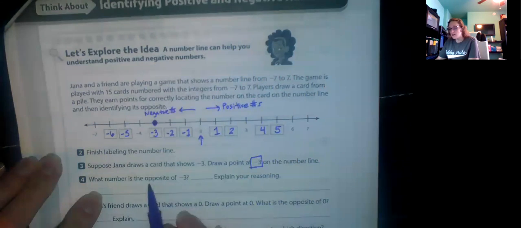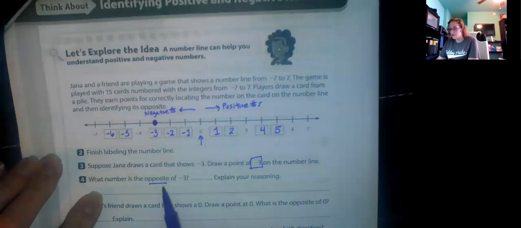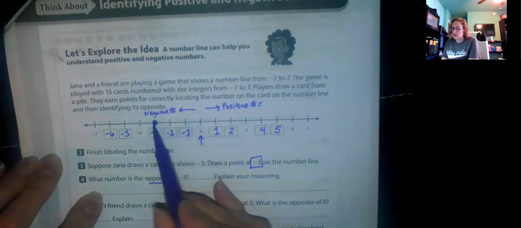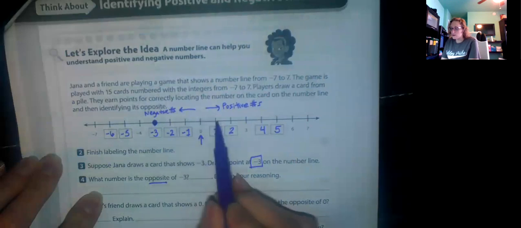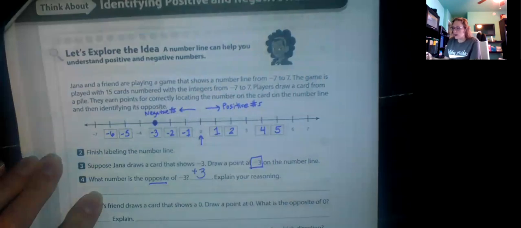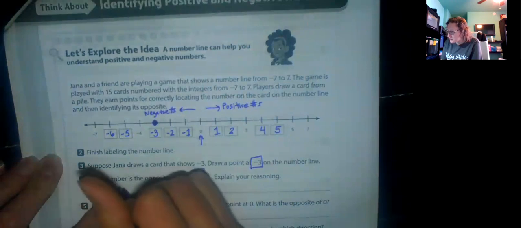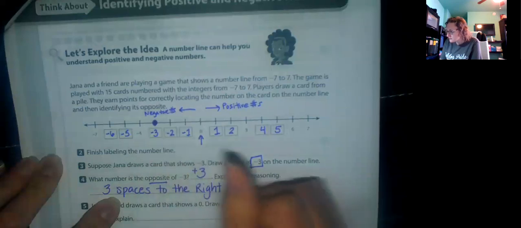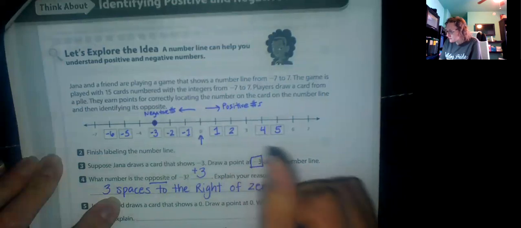So remember, opposite, okay, is either positive or negative, depending on what number you're looking at. And it's also the same distance from 0. So from 0, we have 1, 2, 3 on the negative side. So from 0, we would go 1, 2, 3 to the positive side and get +3 as our opposite, okay? Because it is 3 spaces to the right of 0.